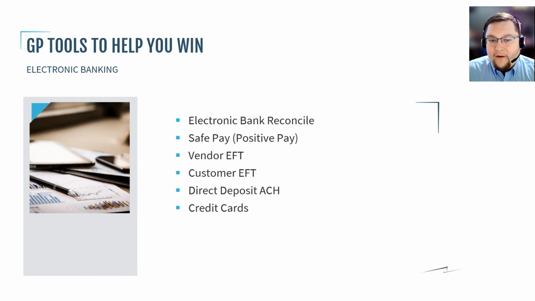Electronic bank reconcile. This is a configuration where you can take a downloaded file from your bank, essentially a downloaded bank statement, load that into GP, and then have GP automatically mark off transactions for reconciliation when you start your bank rec process. Safe pay or positive pay is another one that's pretty common.